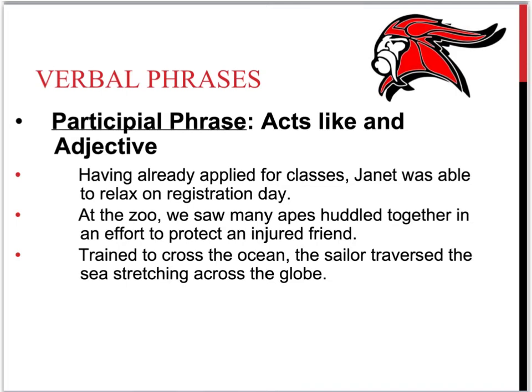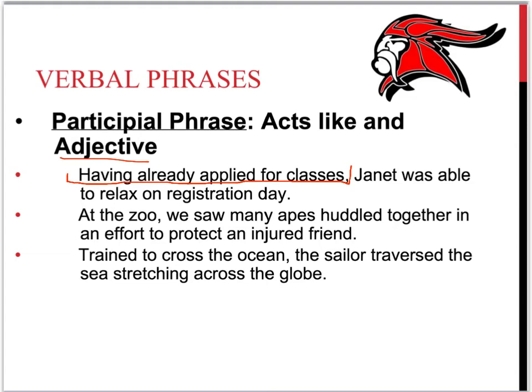All right, let's start with the participial phrase. This acts like an adjective. Adjective, remember that. So it's a phrase that acts like an adjective. Let's try these three sentences out. Having already applied for classes, Janet was able to relax on registration day. Where's the phrase in the sentence? Having already applied for classes.